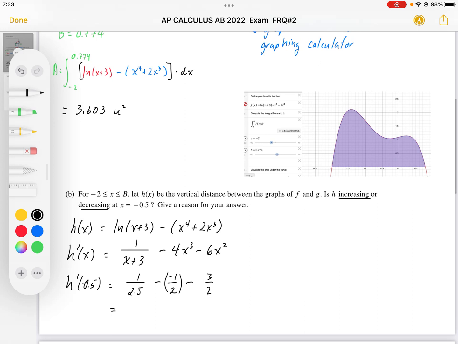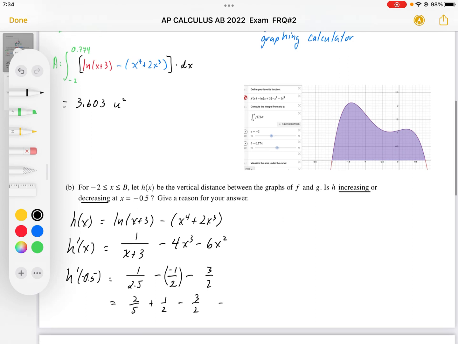So when we work this out, this ends up being 2/5 plus 1/2 minus 1.5. That gives me negative 3/5. Okay, and that's units per x, I'll just leave the units out. So the h prime value is negative. That means it is decreasing. So negative, therefore decreasing. Okay, so that h value is decreasing at that instant of x equals negative 0.5.